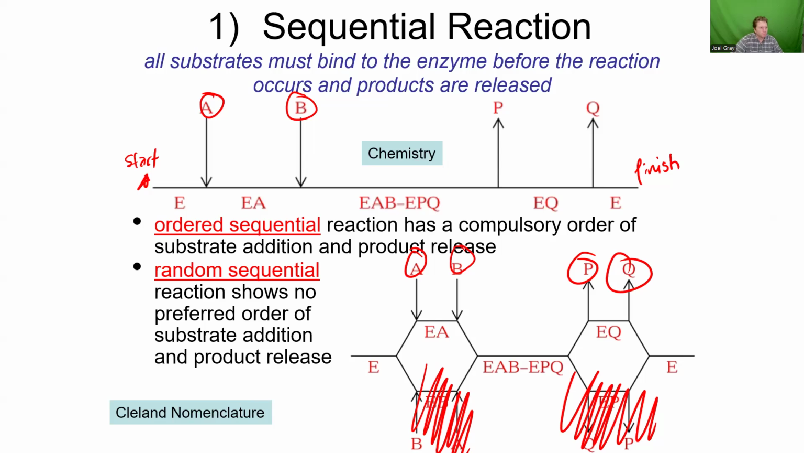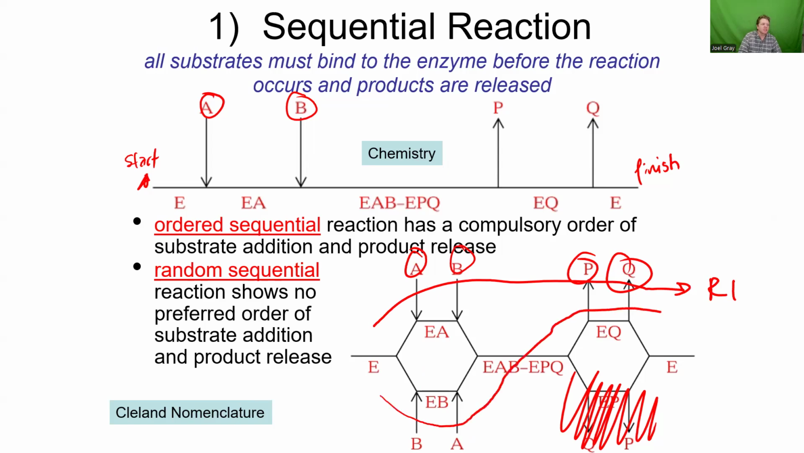Well, let's say round one. This is how we go, straight up the top. That's round one. Now, in round two, that enzyme might not bind A first. And if it doesn't bind A first, then it's going to bind B first. It's going to bind B, and then it's going to bind A. And you know what? This enzyme might follow the path of B, A, and then release P and Q. So this is round two.